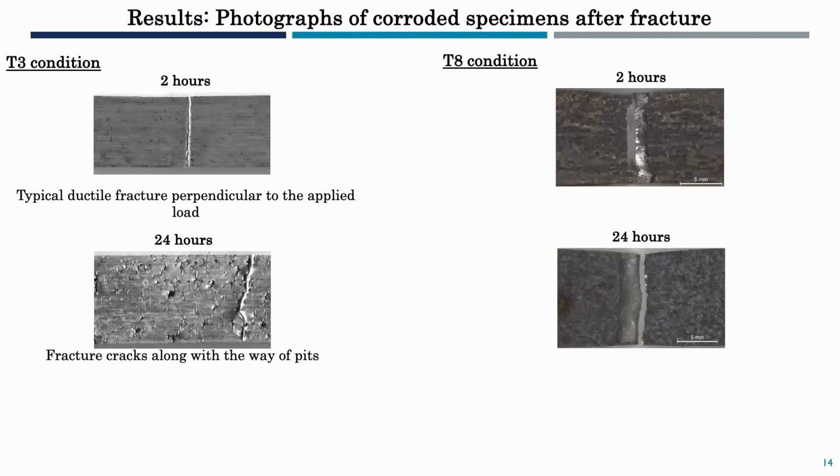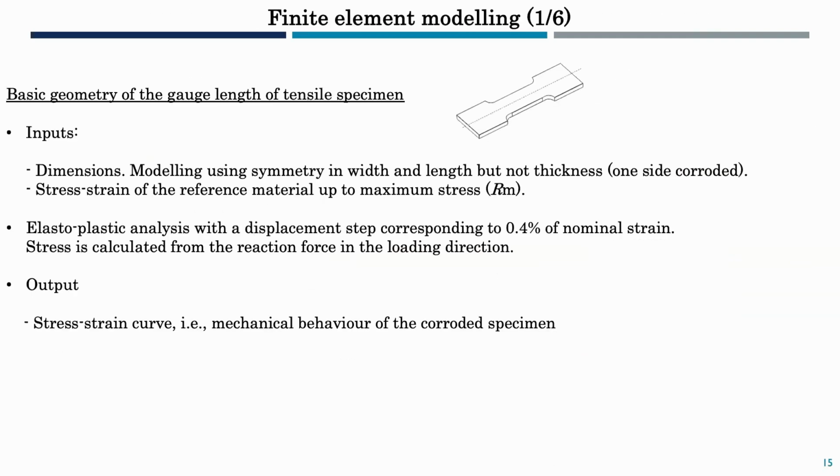Regarding this, I will skip it. I will now move to the finite element analysis. We have modeled only a quarter of the specimen, and we have performed an elastoplastic analysis with a displacement set corresponding to 0.4 nominal strain. The stress was calculated from the reaction force in the loading direction. And as an output, we have the stress strain curve.